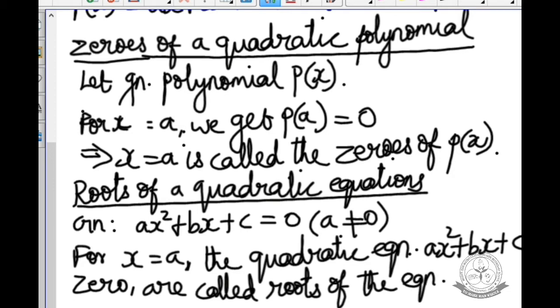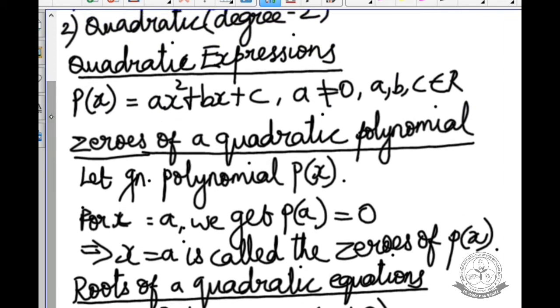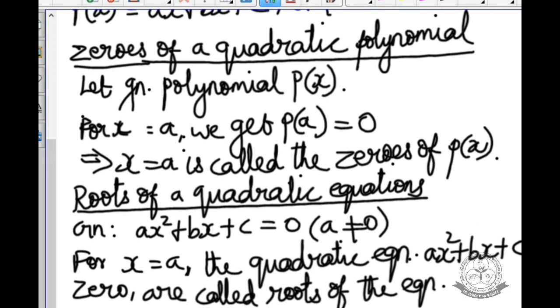Polynomial means p of x is the quadratic expression. The highest degree of the variable, if it is 2, is known as quadratic. p of x equal to ax squared plus bx plus c is a quadratic expression. If we substitute x equal to a in this quadratic expression and the answer is 0, then x equal to a is called the zero of p of x. This is for an expression.